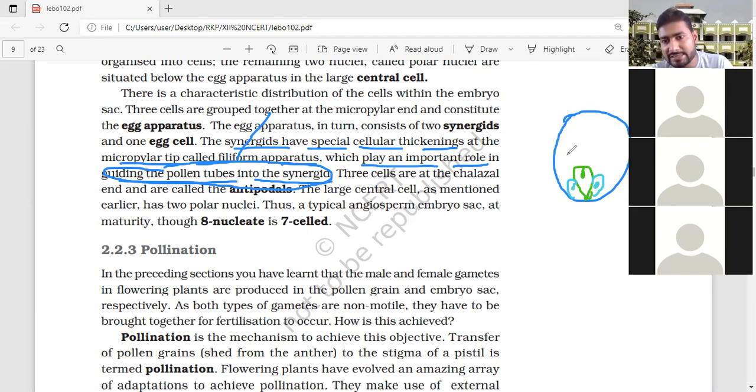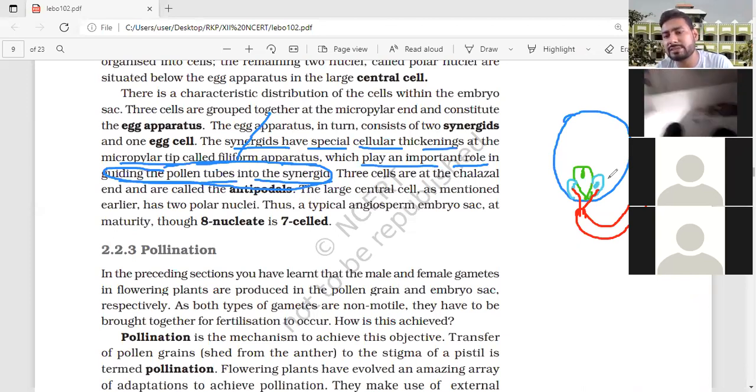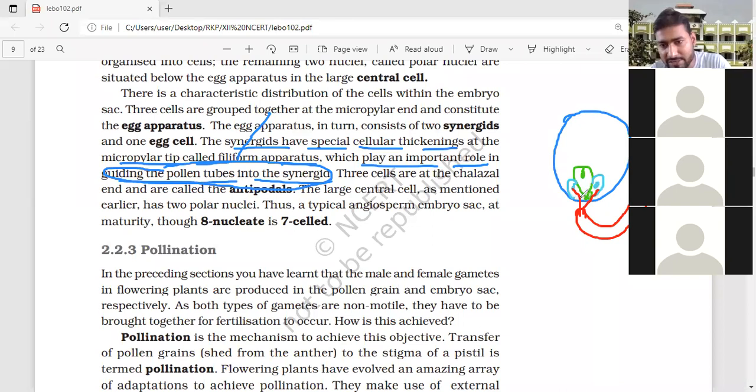Suppose this is the pollen tube. When the pollen tube is going to enter, it will enter through a synergid. Maybe the left synergid, maybe the right synergid, that does not matter, it is not clearly fixed. It will enter through the right or left synergid, but it will enter through a synergid. Is it clear?